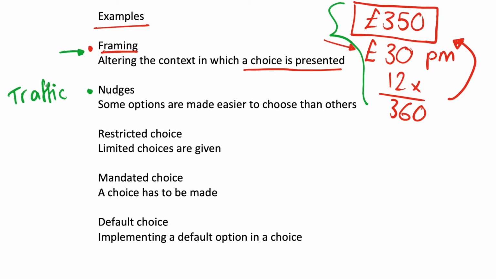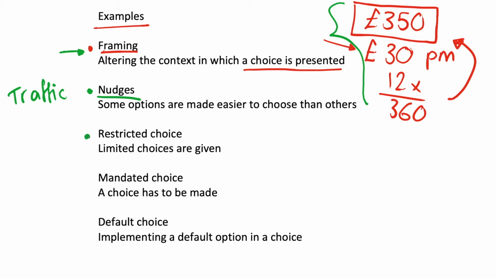Then you may choose to go a different route, and this is the idea behind nudge theory, that you don't necessarily alter the choices that people have, but you change how easy it is to choose that choice, and by doing this you nudge people in a certain direction to change their behaviour.